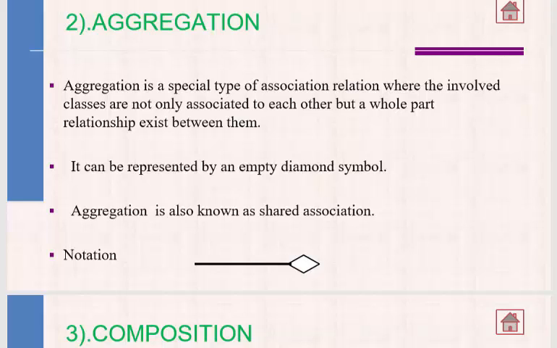Aggregation is a special type of association relation where the involved classes are not only associated with each other, but a whole-part relationship exists between them. It can be represented by an empty diamond symbol, like that diamond. Aggregation is also known as shared association notation.